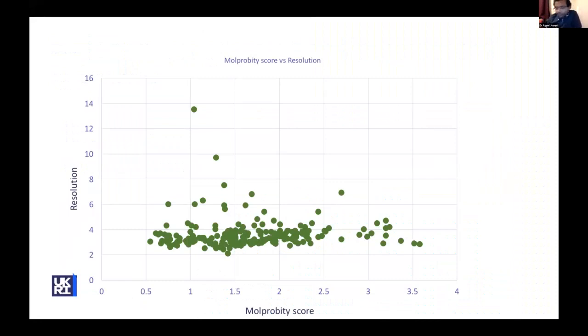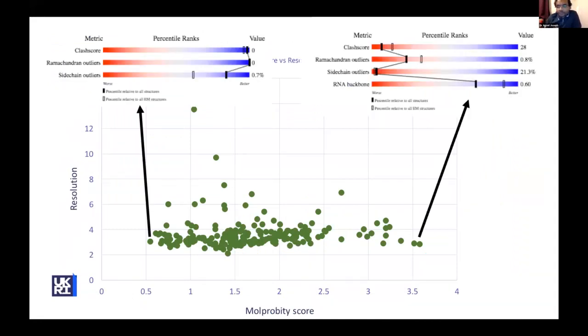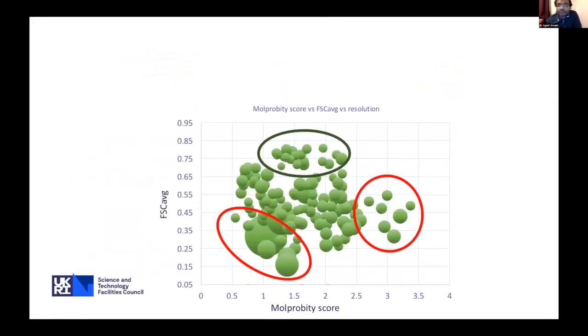Okay, so just to highlight, this is the distribution of MolProbity scores versus resolution. So you have a different range of resolution, and if you look at MolProbity scores, there is a spread of different scores. Sometimes people tend to refine more on the geometry side rather than fit to data. So the general take-home message is that it's important to have a balance between the two.